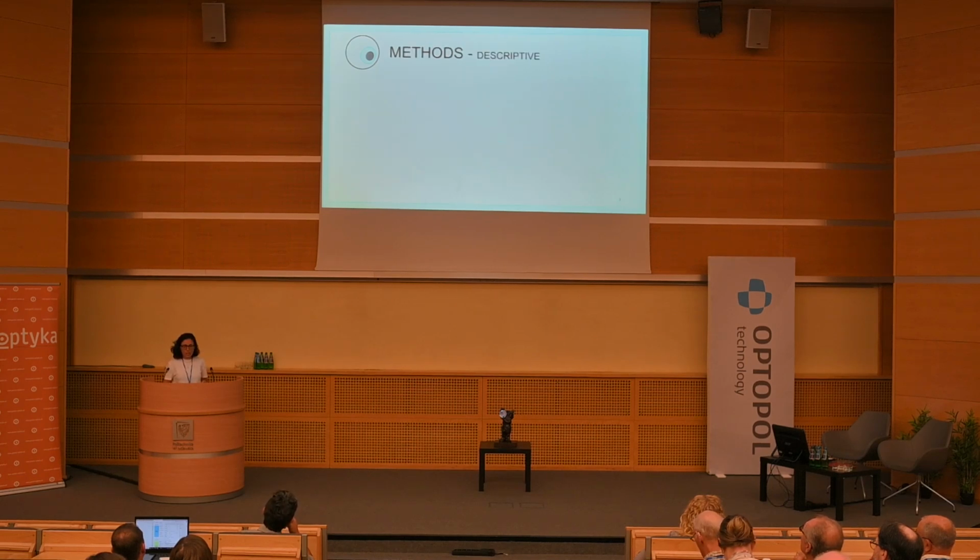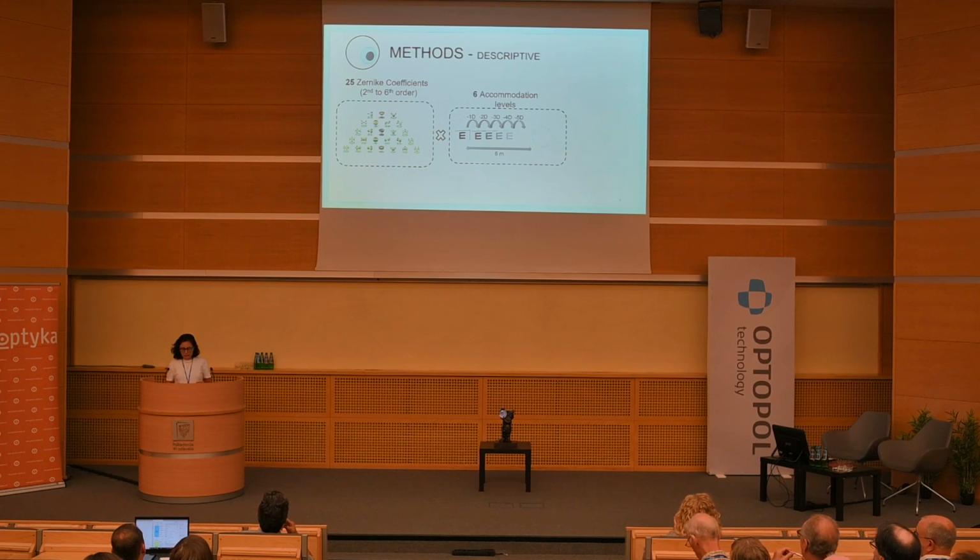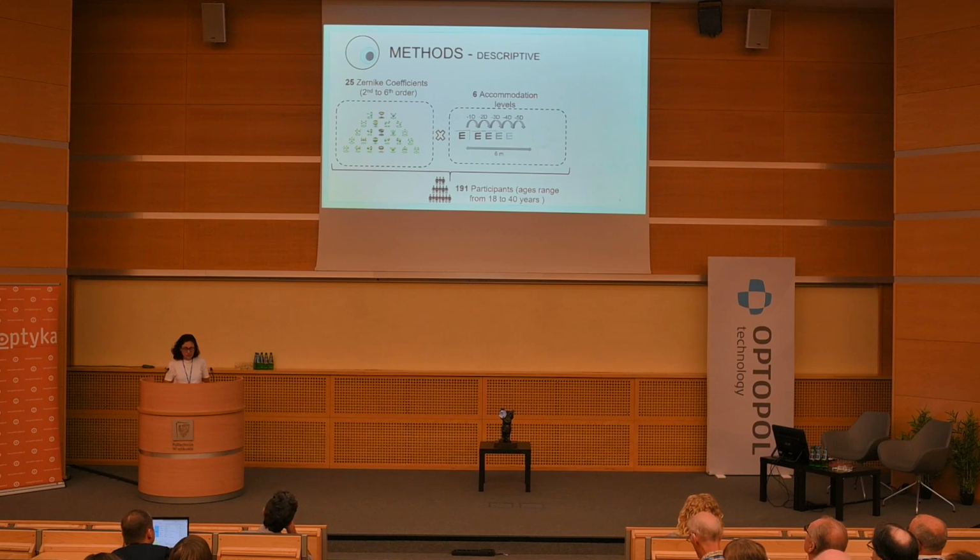So the method that we followed was, first, we obtained these 25 Zernike coefficients from second order to the sixth order in 6 accommodation levels. These 6 accommodation levels were from 0 diopters, that was the unaccommodated state, to 5 diopters in 1 diopter steps, in a total of 191 participants. The participants' ages ranged from 18 to 40 years, and these were measured with a commercial aberrometer.